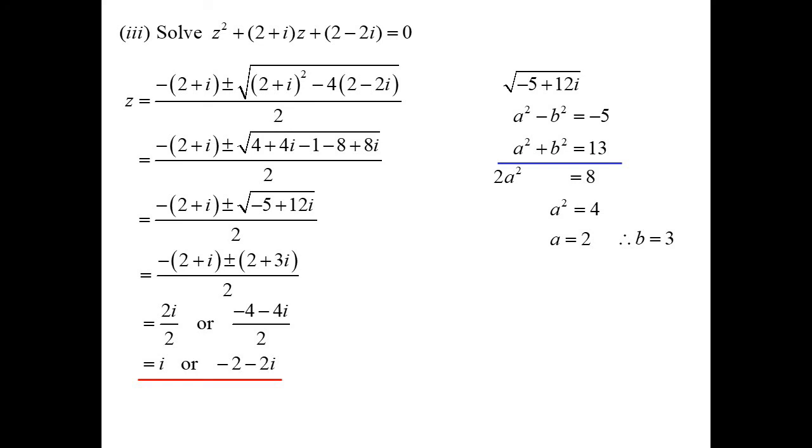Now, of course, if you were very perceptive, you could have got those answers straight away using an idea about quadratics, where you say, hey, what multiplies together to give 2 minus 2i, and what adds together to give 2 plus i? And that is i and 2 plus 2. Now, I'm not saying you would spot that, but if you did, that'd save you some time.